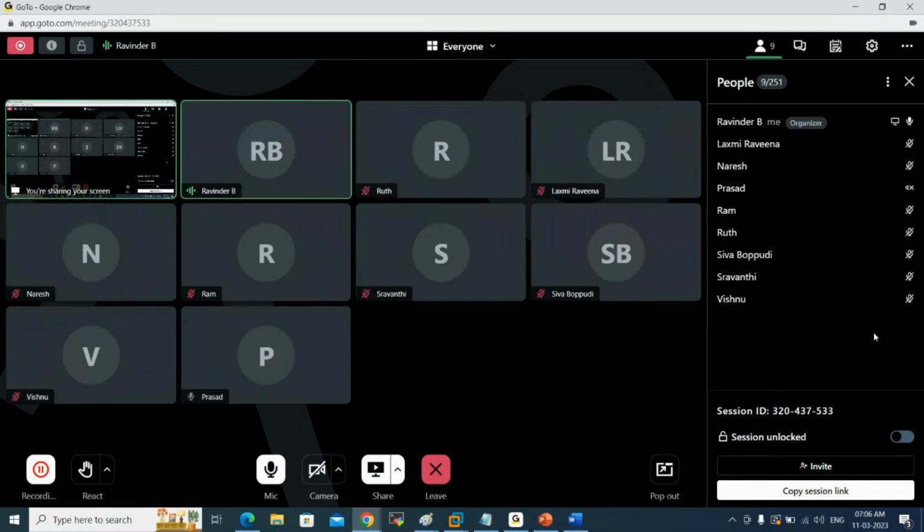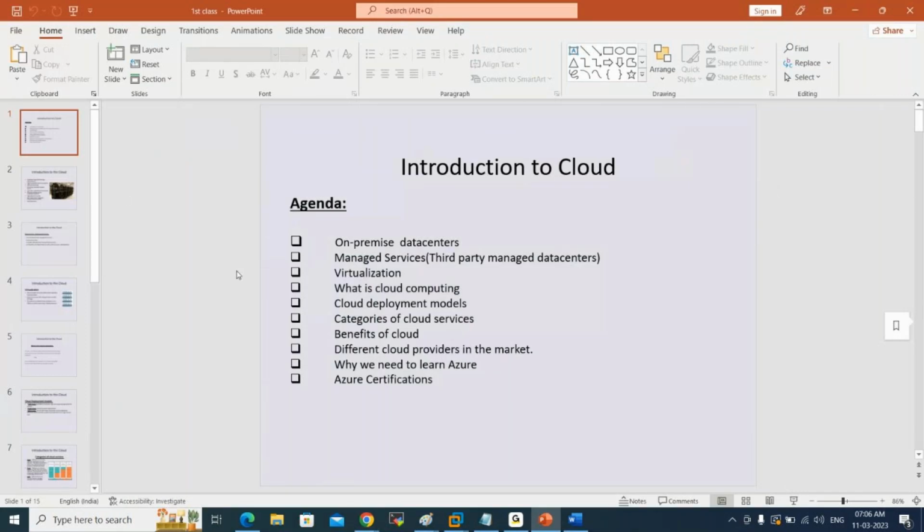Okay, guys. So myself, Ravinder, I'm working as a SQL DBA for the last 15 years. I'm working as an Azure SQL DBA for more than 7 years now. I do work on MongoDB, Postgres, AWS Cloud, and Google Cloud also. So this is a little introduction about myself.